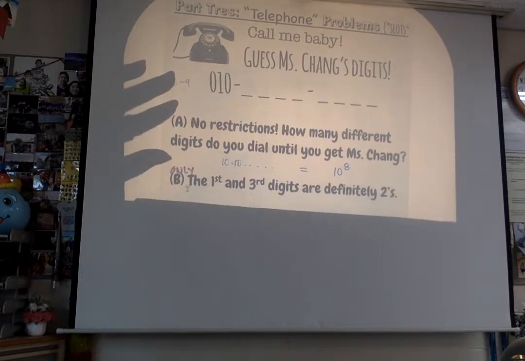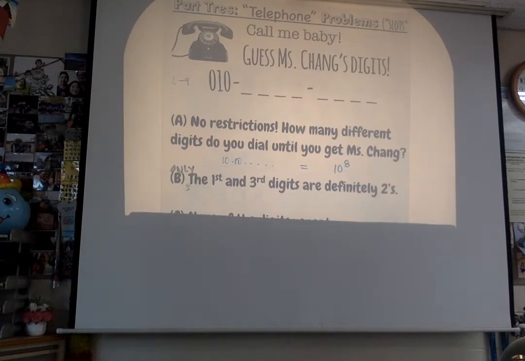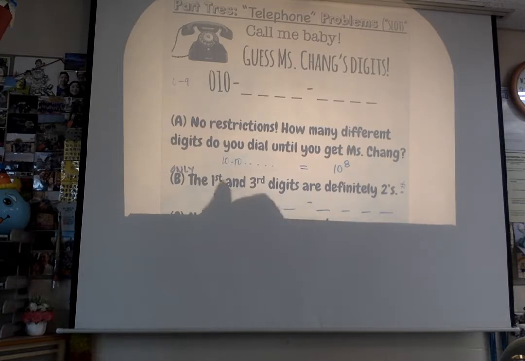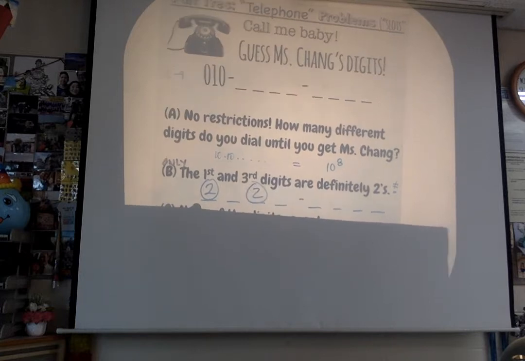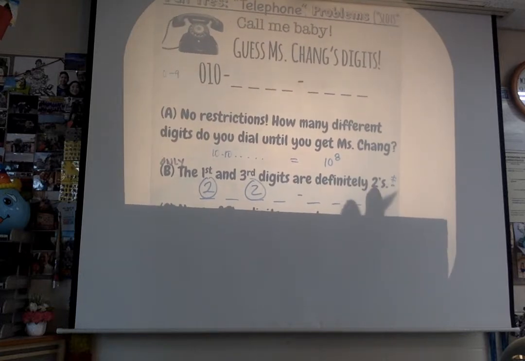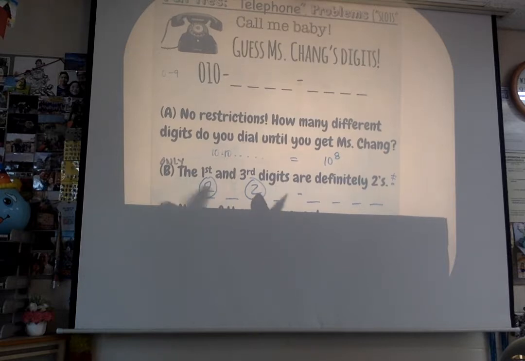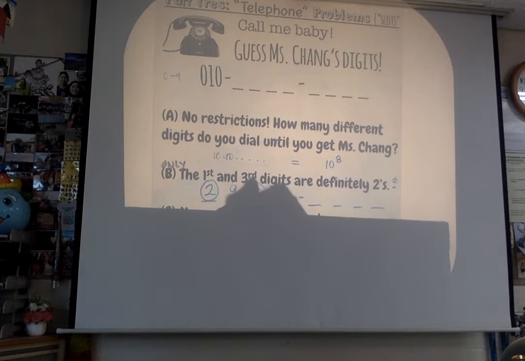That's no restrictions. Now I'm going to start putting some restrictions. The first and the third digits are definitely 2s. Oh my God, Miss Chang is giving you some hints to her phone number. That means I have this, right? The first and the third have to be 2s, okay? So now what happens? How many digits are possible? I'm telling you that these are the only 2s, right? So how many digits are possible here? Think about it. I used 1 from 10, so I only have 9 here. And how about here? 9, 9, 9, 9, because other ones could repeat.